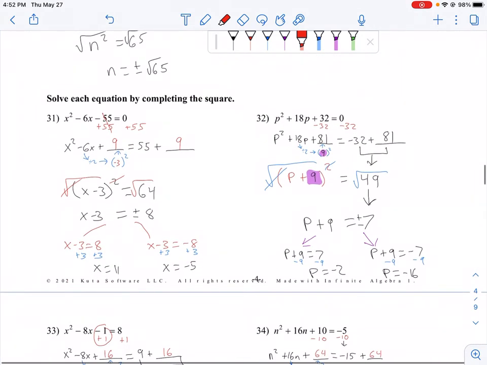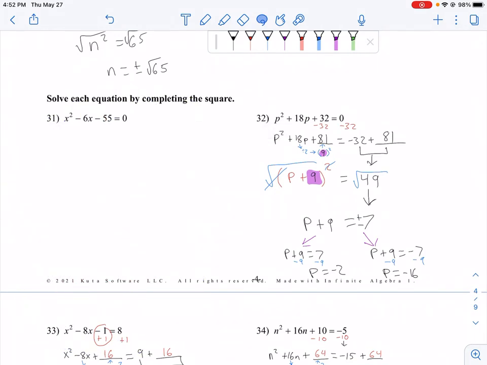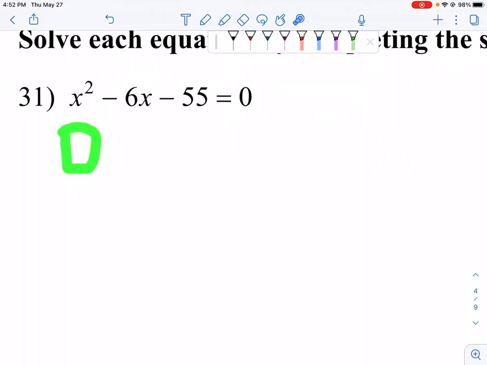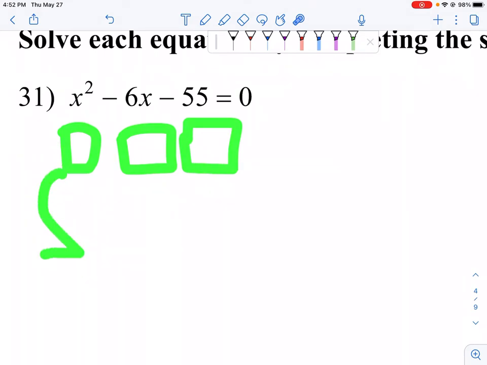In 31, give me a second to delete this out, and I'll just go back over it. Completing the square, we are trying to create a condition where we have a trinomial, so 3 terms, and we are manipulating the equation so that the 3 terms, when factored, would turn into a binomial squared.